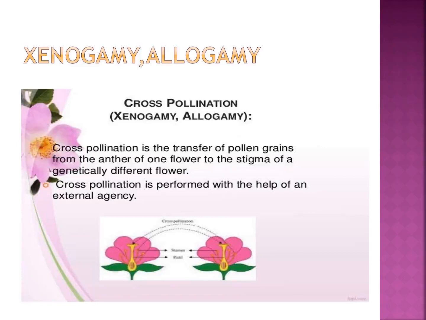So xenogamy, or cross pollination. Cross pollination is the transfer of pollen grains from the anther of one flower to the stigma of a genetically different flower. Every flower has a genetic nature, and this nature is different. Cross pollination is performed with the help of an external agency, the characters outside. So next one.